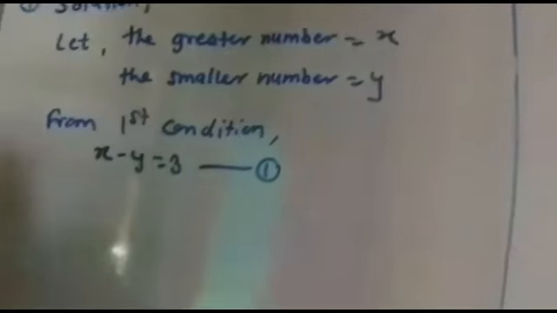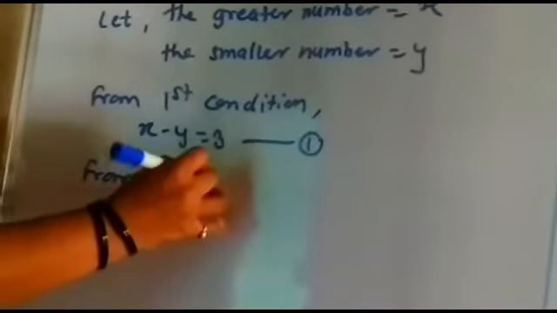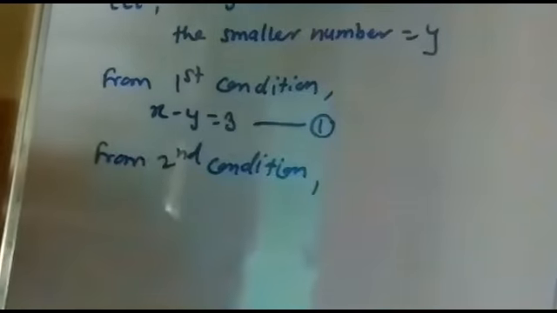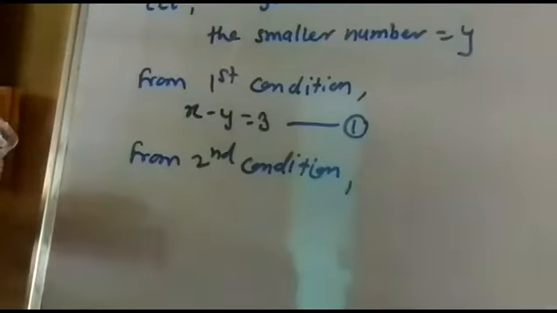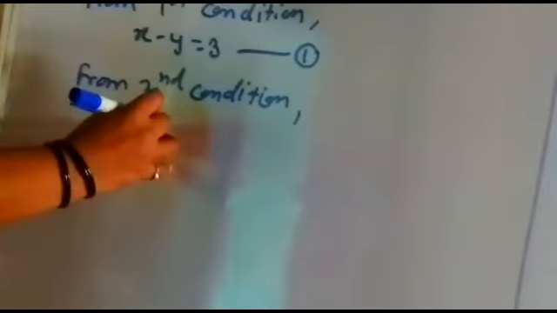Then from the second condition we have to write the second equation. In that they say the sum of twice the smaller number and thrice the greater number. Sum of twice the smaller number means 2y and thrice the greater number means 3x, means we get the equation 3x plus 2y is equal to 19. This is equation number 2.